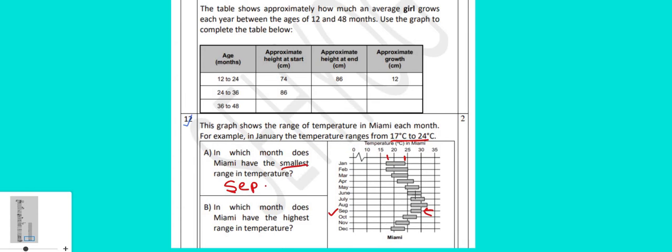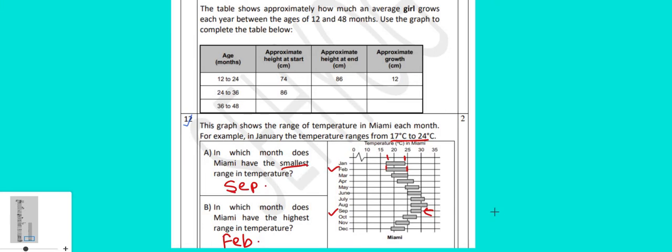For the highest range in temperature, the largest bar, or the biggest bar, will be the correct answer. According to the chart given right here, it is February, because the bar right here tells us it had a temperature from about 17 degrees Celsius to 25 degrees Celsius, which no other month had. So therefore, February is our second answer.